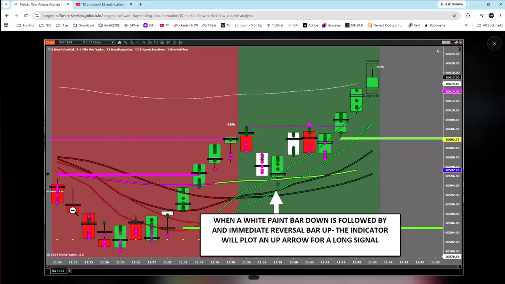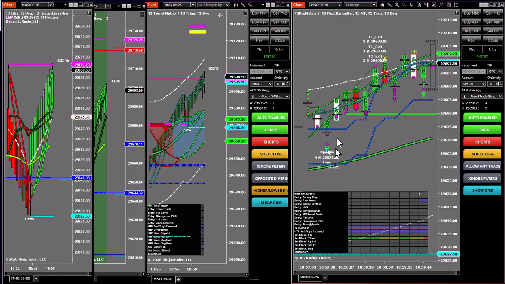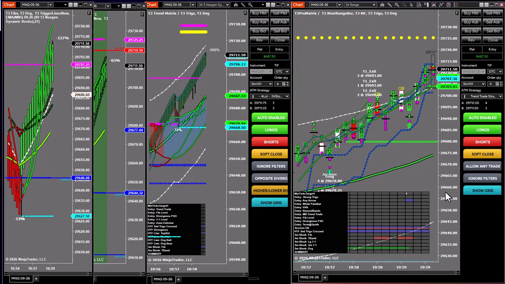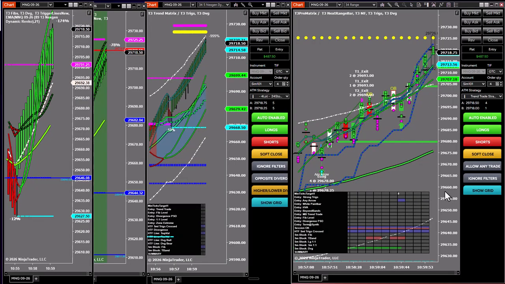So here's the rule for it. When there's a white paint bar down followed by a reversal bar to the upside, it generates a signal. And when the triggers are going in your favor, it really is beneficial. So that's all it was here. White paint bar down, reversal bar, continuation to the upside. Looks like they're going to keep going a little bit. Anyway, we hit the targets that we set out for it.